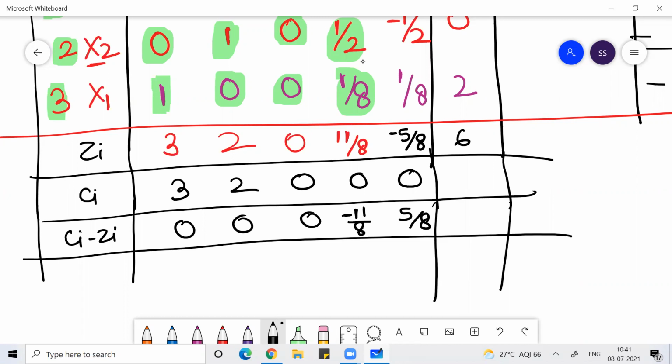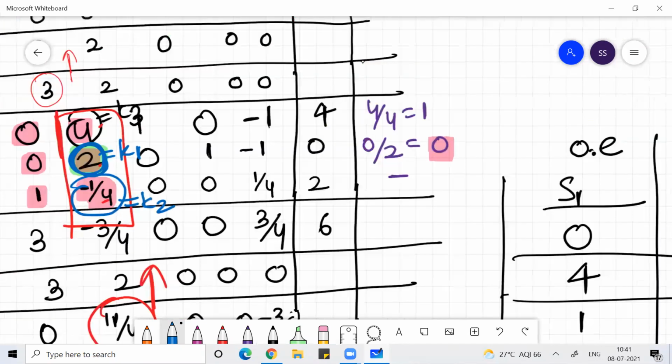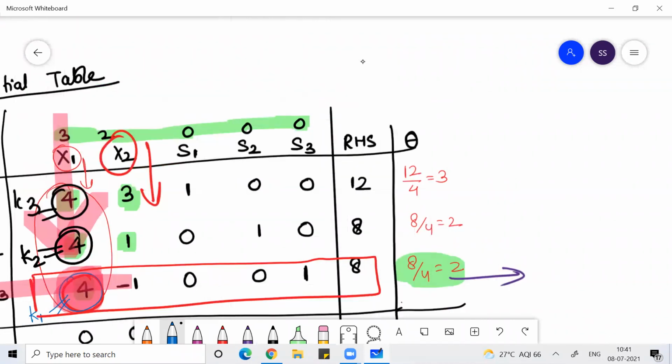So if you notice, we'll get the optimal solution if all your Ci minus Zi are 0 or negative values. But here, if you see 5 by 8, it corresponds to S3, so that is positive. Rest others are 0 and negative. It means still we did not get the optimal solution. It means now S3 will enter into the solution.